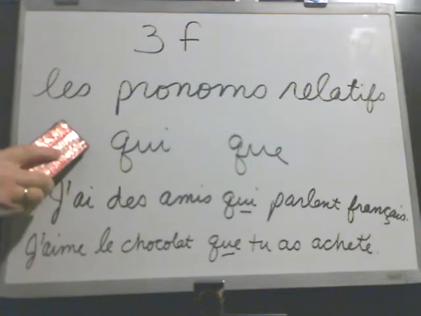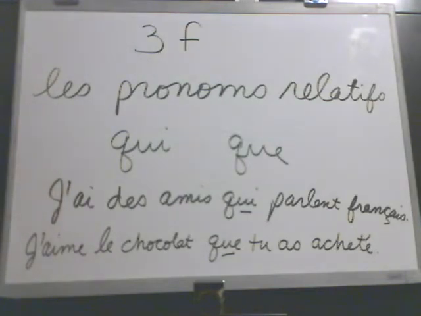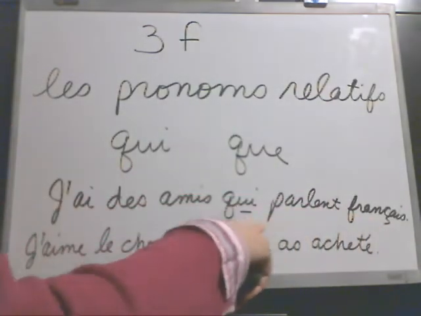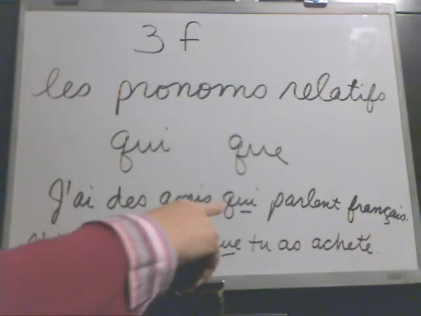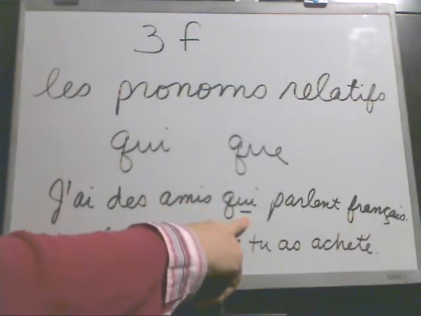So when we use qui, it replaces the person or thing that serves as the subject of the second sentence. Let's look at our example here. J'ai des amis qui parlent français. What I'm really saying is I have friends and they speak French. In the second part of this sentence, they speak French. They is what's being replaced by qui.